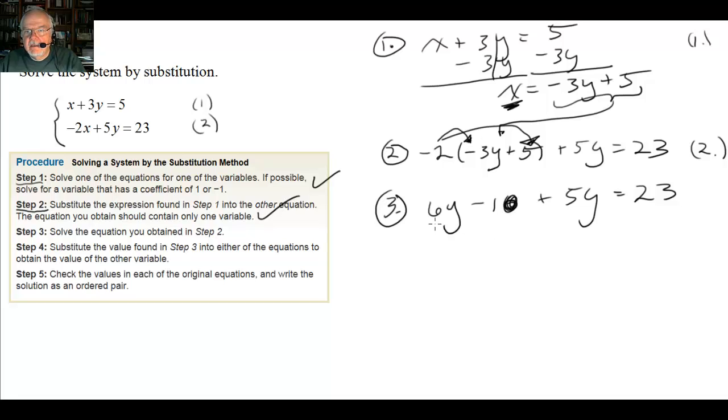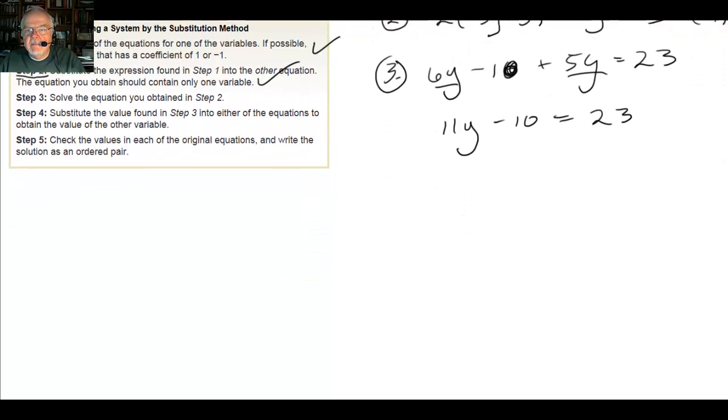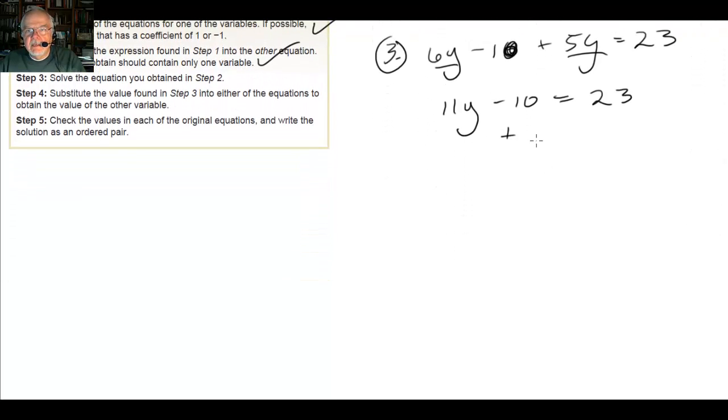Okay. Now, I got to combine like terms. 6y's plus 5y's are 11y's. You ask me why, I'm such a hairy guy. Okay, so we have 11y minus 10 equals 23. All right, we're solving for y, so let's get rid of the 10 by adding it to both sides. That's 0, leaves us with 11y. 3 plus 0 is 3. 2 plus 1 is 3. So I got 11 times y equals 33.